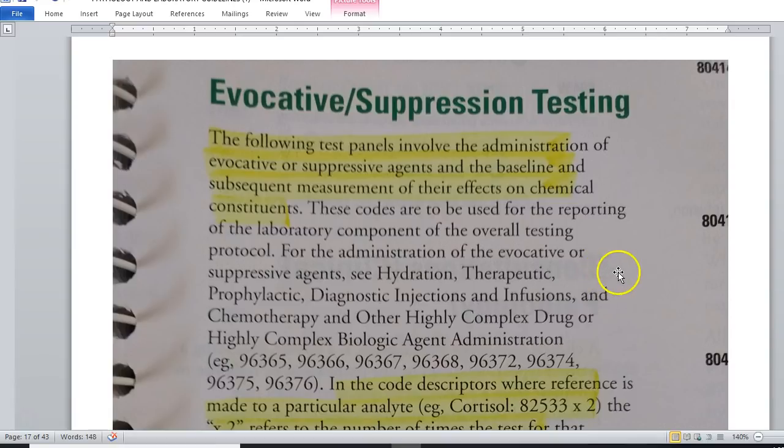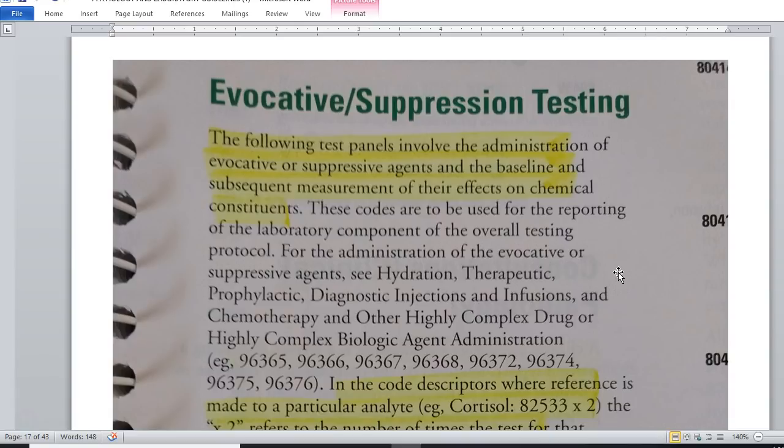So this is where it gets important. These codes are to be used for the reporting of the laboratory component of the overall testing protocol. For the administration of the evocative or suppression agents, see hydration, therapeutic, prophylactic, diagnostic injections and infusions, and chemotherapy and other highly complex drug or highly complex biological agent administrations. So again, these are just the blood tests. We also, remember, anytime we're injecting someone with something, having them inhale a drug, we have an administration code. And those administration codes start at 96365 and go to 96376. Again, dependent on how they get it into the body. Again, is it an injection?